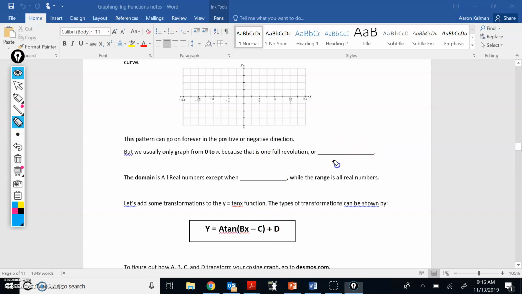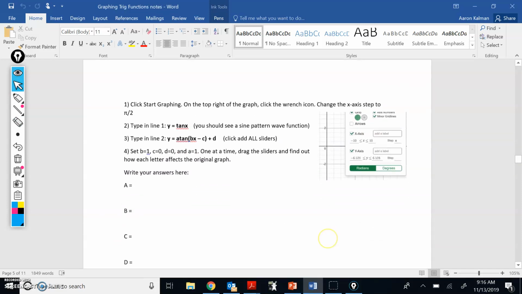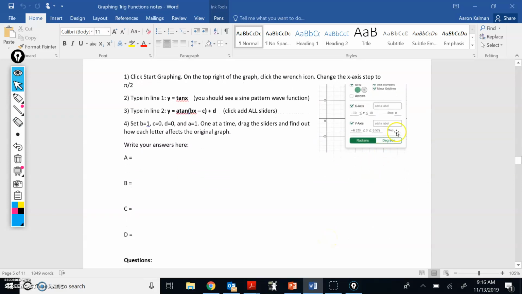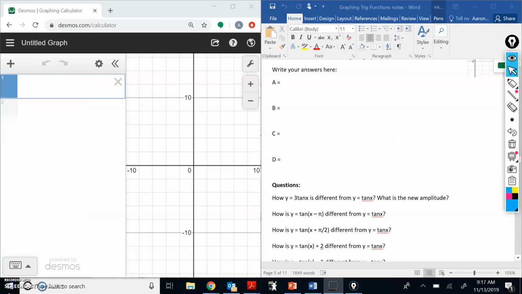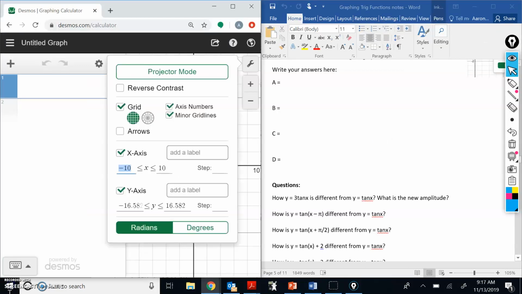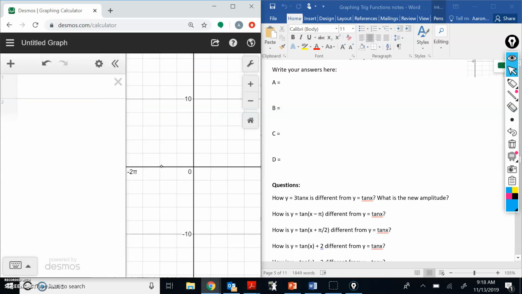So what I want you to do is go to Desmos and fill out the back, change your settings, answer these questions. So pause the video and then I'll bring up Desmos and we can look at it together. Here I'm changing my settings. Let's go from -2 pi to 2 pi. And the step is going to be pi over 2. Just like before, so nothing's changing and you're in radian mode.